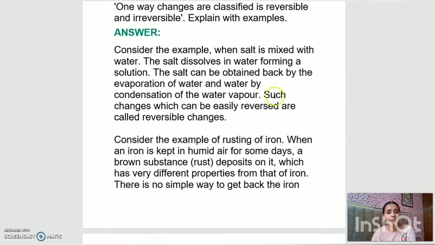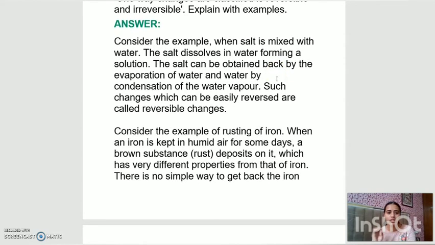So consider the example when salt is mixed with water. Consider when we mix a salt with water. The salt dissolves in water, right? The salt dissolves in water, forming a solution. The salt can be obtained back by evaporation. We can obtain back salt, student, by the process of evaporation of water, and water by condensation of water vapors, right? So such changes which can be easily reversed are known as reversible.